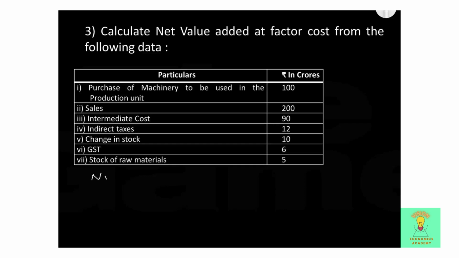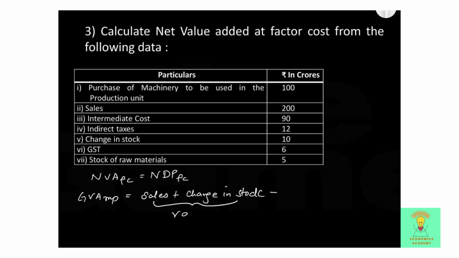Now NVAFC is nothing but NDPFC. It's same, right? Now we know value added or gross value added at market price is sales plus change in stock, which is nothing but value of output minus intermediate consumption. So this will give us value added, right?